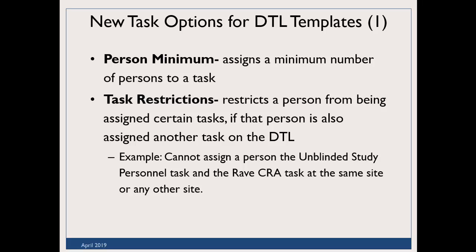There's also task restrictions can now be set. This would not allow you, if a person is assigned a particular task, to assign that person to another task. So for example, there's an unblinded study personnel task. That person can't have the RAVE CRA task. Makes sense, right? You're blinded, you shouldn't be entering the data too.